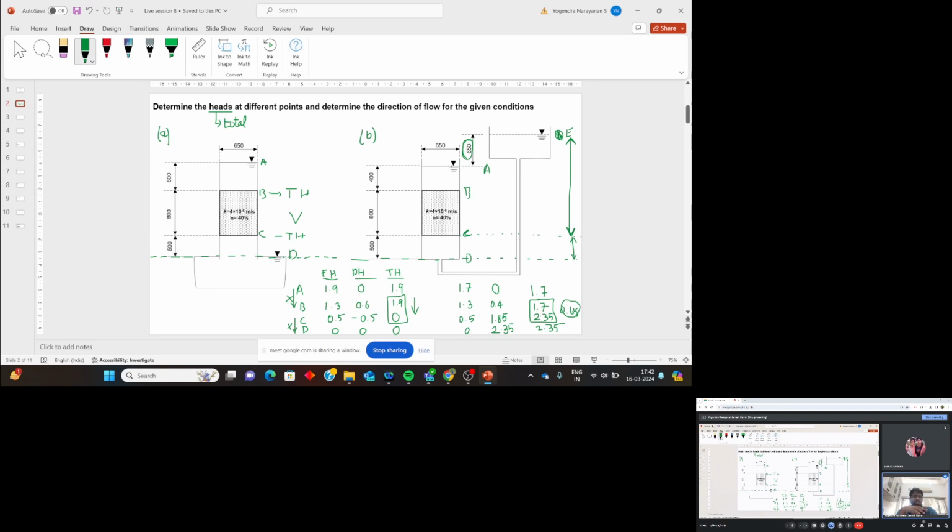So this is the upstream condition. In this case, it is the upstream. This is the downstream. In this case, this is the upstream. This is the downstream. Right.